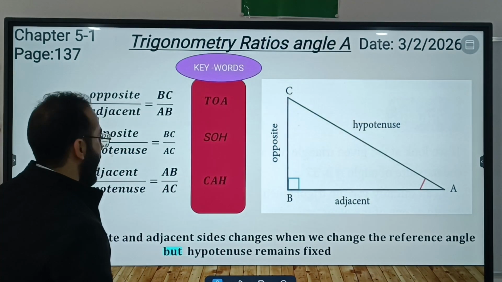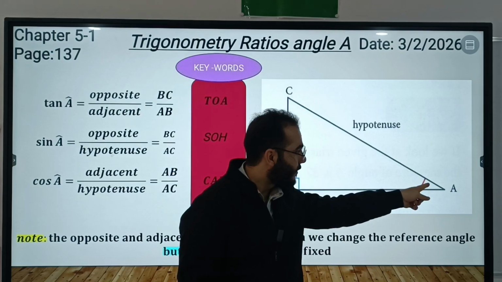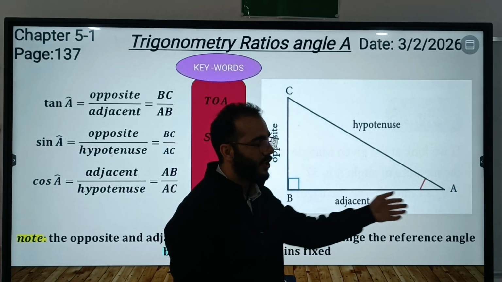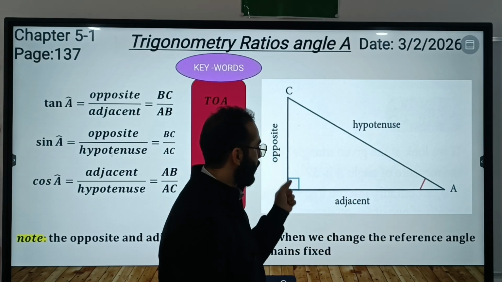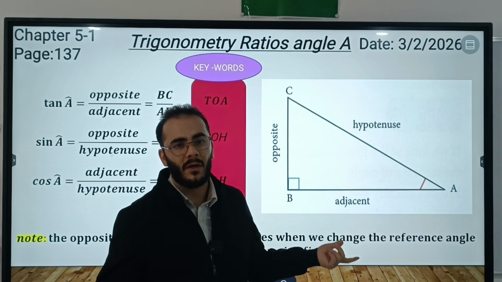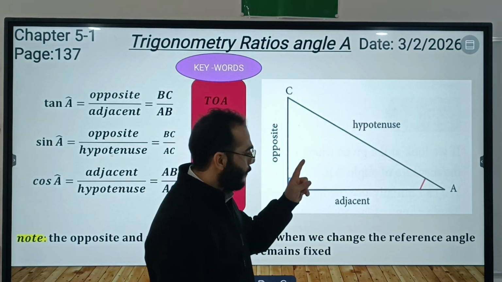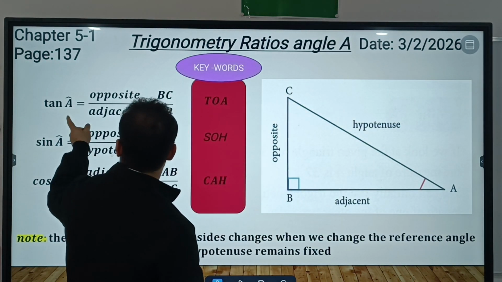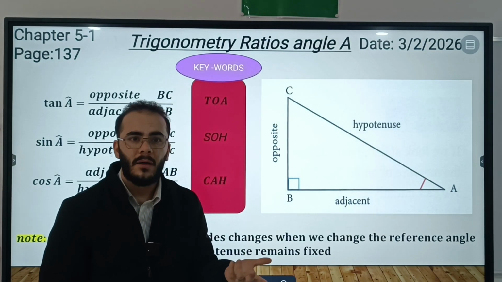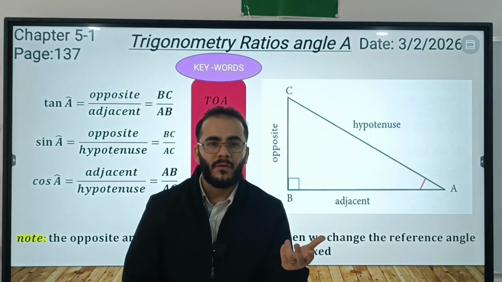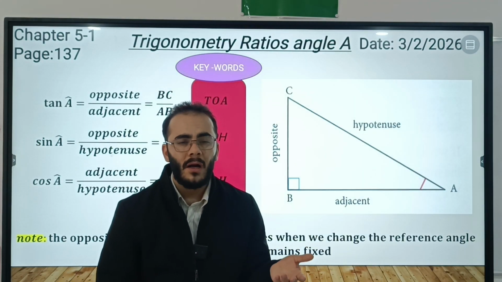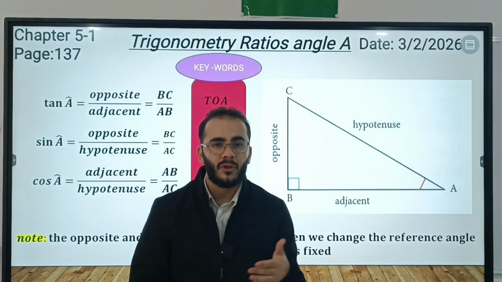For tan of angle A, tan A equals the opposite side over the adjacent. Of course, in the exam, instead of opposite and adjacent, we have numbers, a numerical example. As a code for tan A, we say TOA: T stands for tan, O stands for opposite, and A stands for adjacent. So TOA means tan equals opposite over adjacent.